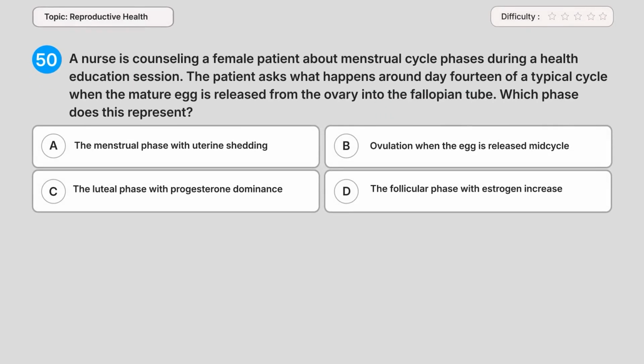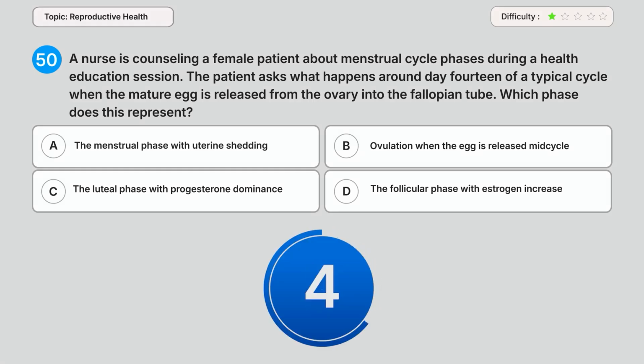50. A nurse is counselling a female patient about menstrual cycle phases during a health education session. The patient asks what happens around day 14 of a typical cycle when the mature egg is released from the ovary into the fallopian tube. Which phase does this represent? A. The menstrual phase with uterine shedding. B. Ovulation when the egg is released mid-cycle. C. The luteal phase with progesterone dominance. D. The follicular phase with estrogen increase. What do you think is the answer?